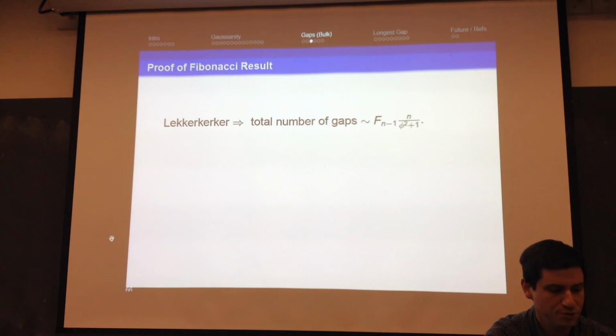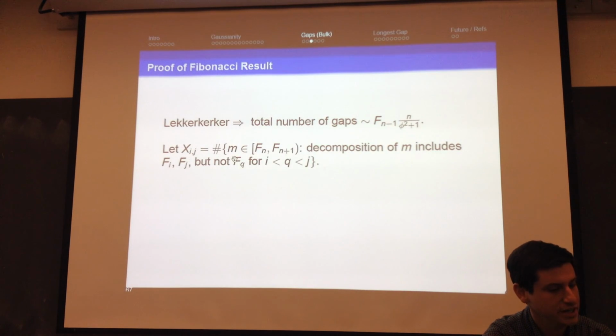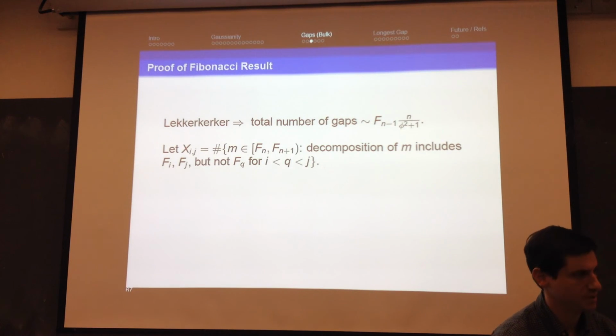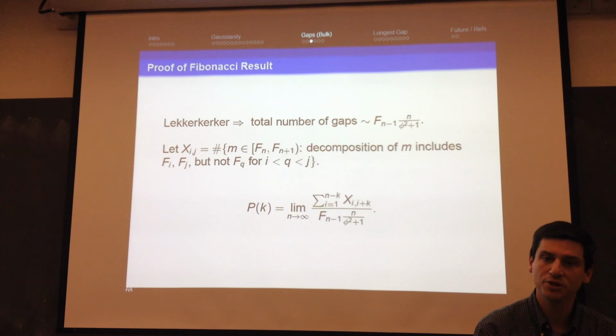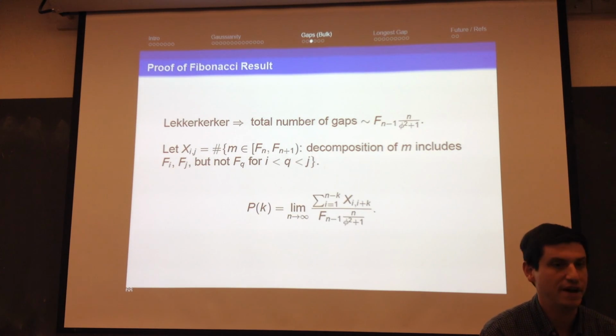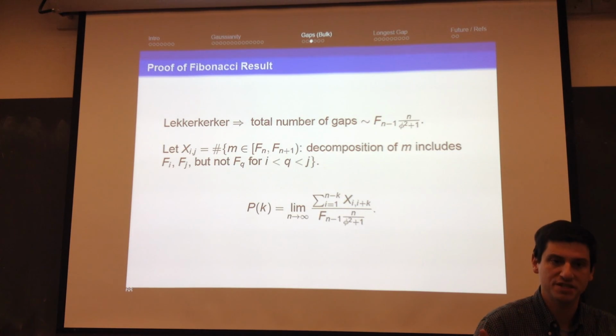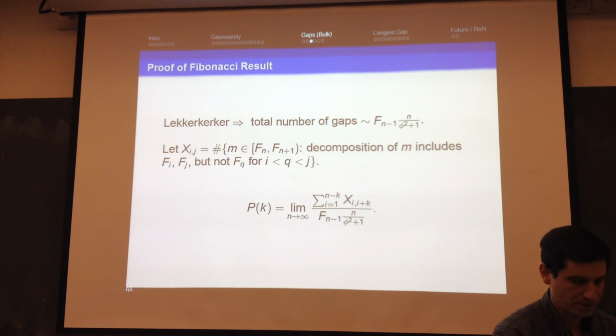So here's a quick sketch of the proof for the Fibonacci case. The total number of gaps is the number of numbers in my interval times the average number of summands. I'm going to introduce x_{ij} to be the number of integers whose decomposition has F_i and F_j but nothing in between. So the bane of probability and combinatorics is double counting, and I want to make sure we never double count something. So an integer m could be counted multiple times if it has multiple gaps of length 5. What I want to do is, for each index i, I'm going to look, do I have a gap of length 5 starting at i? If so, I count it. And then we just count how many of these we have for given k, and that'll give me a gap of length k, and I divide by the number.